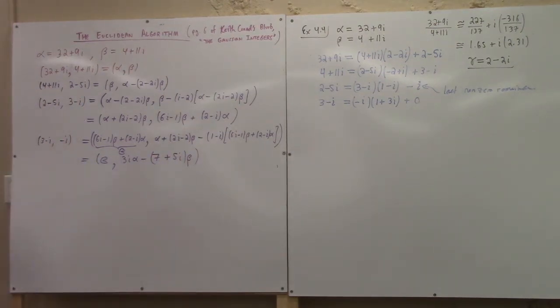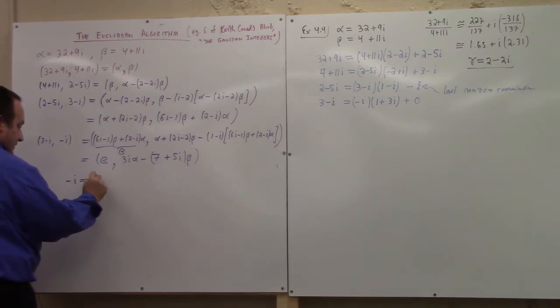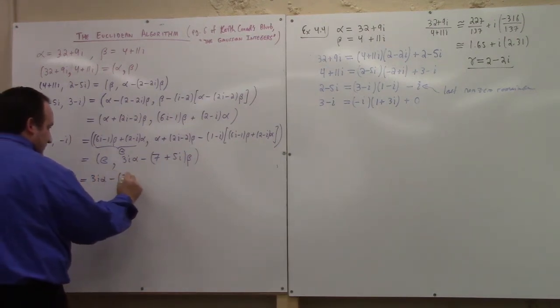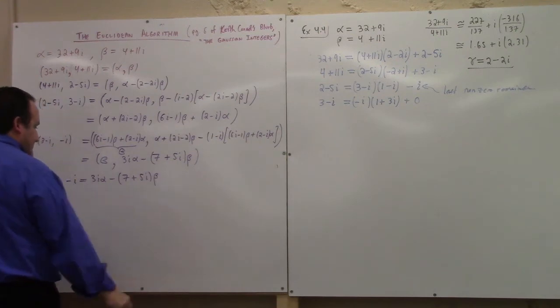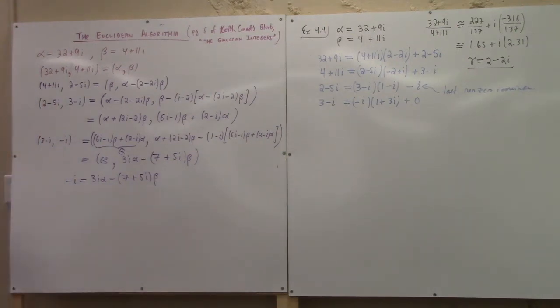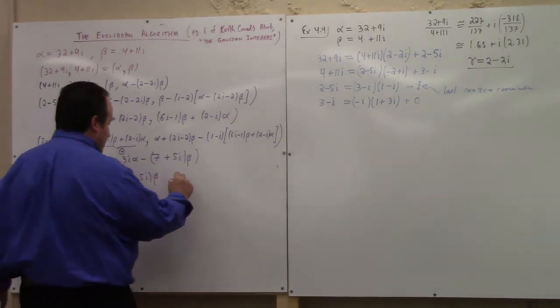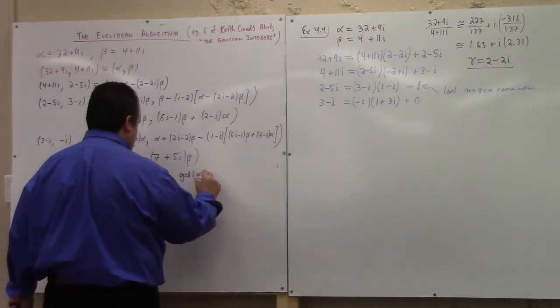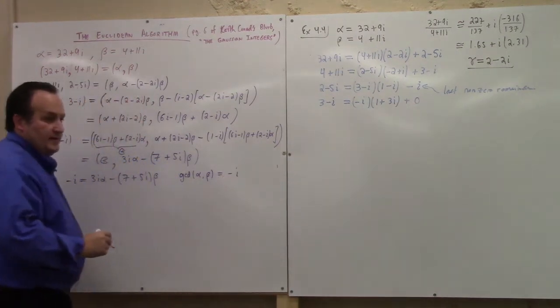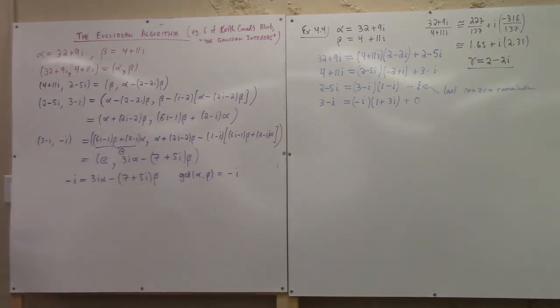All right? And just like before, the vector Euclidean algorithm gives us this equation. It gives us that minus i is equal to 3i alpha minus parentheses 7 plus 5i times beta. So that equation shows you that the GCD of alpha and beta is equal to minus i. However, it's not the only thing you could say. You could multiply this equation by i. What would happen?